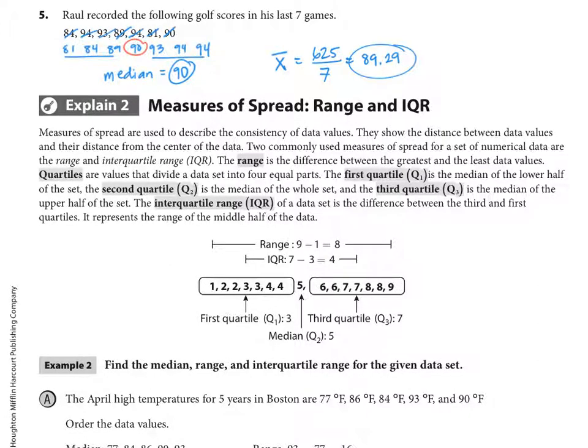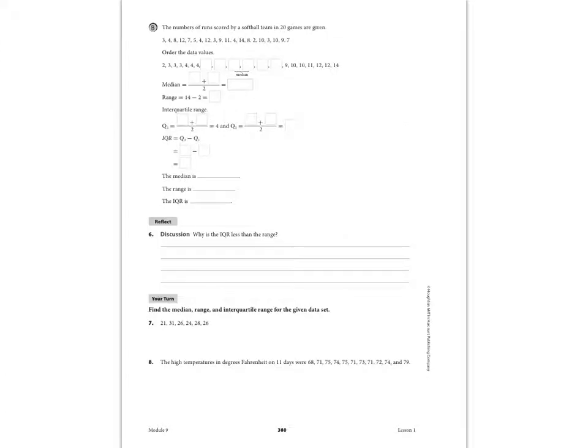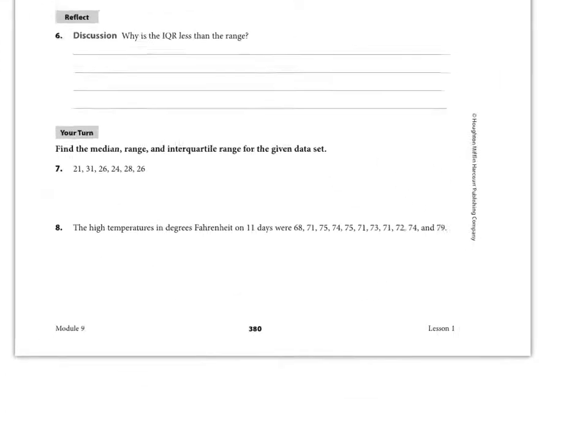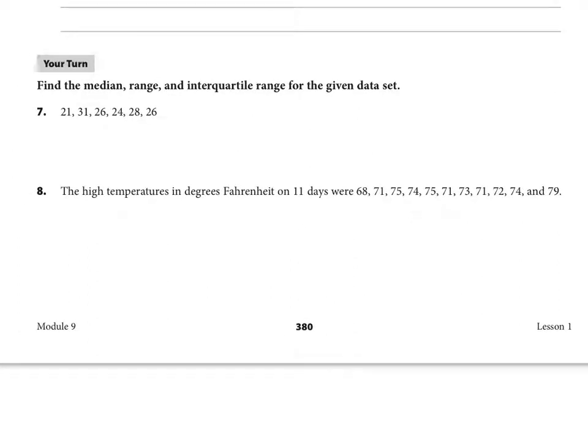Let's go ahead and go on to an example where we find all of these measures of spread. Measure of spread is how far apart are these numbers, how spread out are they? So it wants us in Your Turn 7 and 8 to find the median, range, and IQR, interquartile range, of this data set. So remember, interquartile range, we call that IQR.